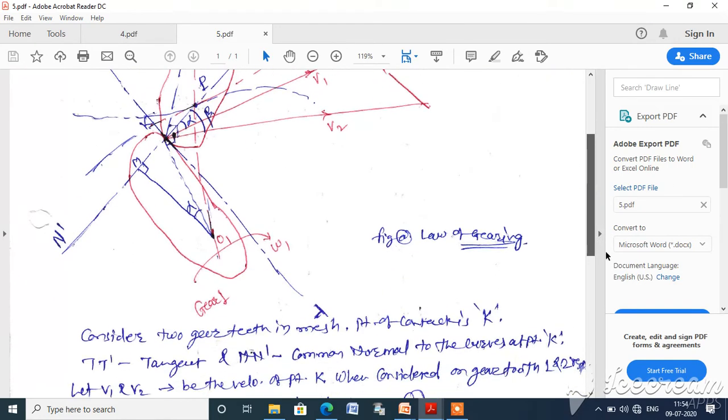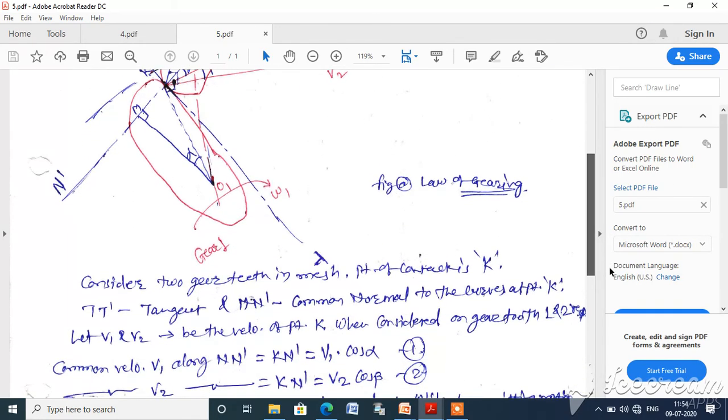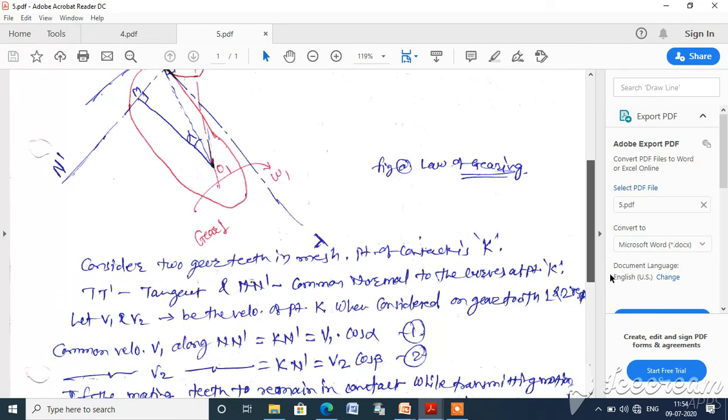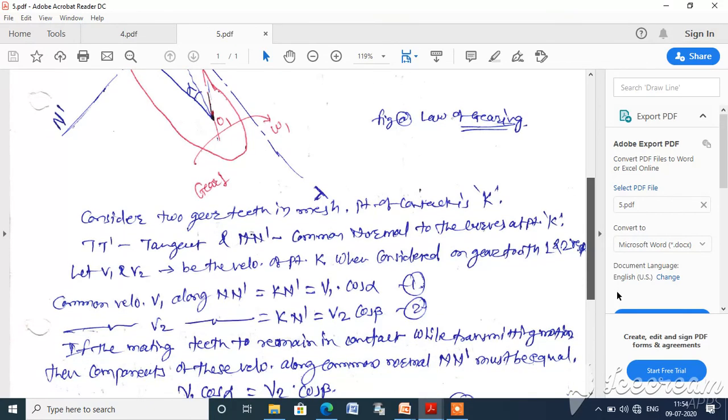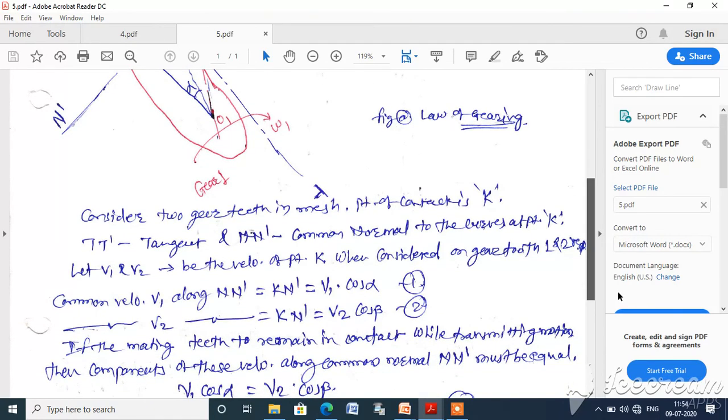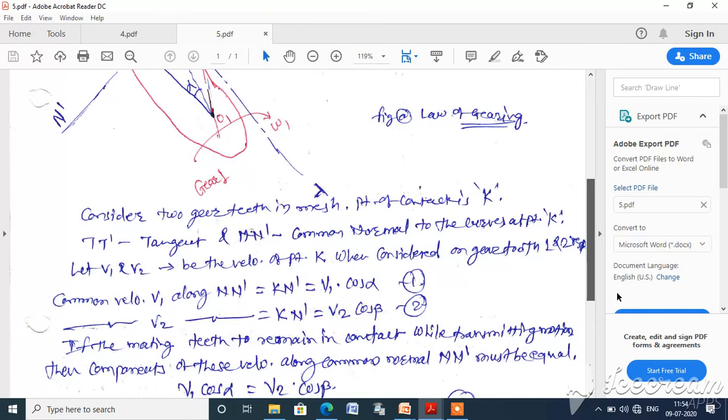Now we will see exactly the law of gearing. We have considered two gear teeth meshing with each other, and point of contact is K. V1 and V2 are the velocities of point K when considered on gear tooth 1 and 2 respectively. Now common velocity along n dash, that is K n dash, if you consider gear 1, is V1 cos alpha, and common velocity along n dash is also equal to V2 cos beta. So these are the two equations we got.